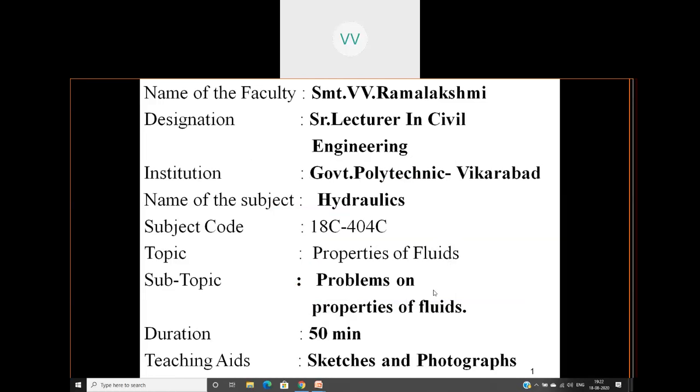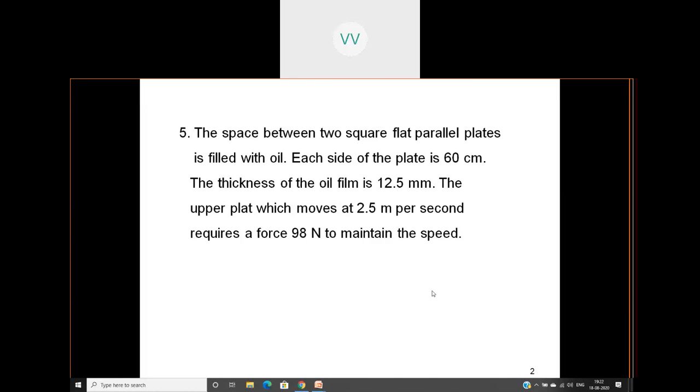So students, in the previous class we have been discussing the various properties of the fluids, capillarity, viscosity. So I asked you to review all the topics and try solving a few more problems. And now I shall continue solving some more problems on the properties of fluids. So write down the problem.